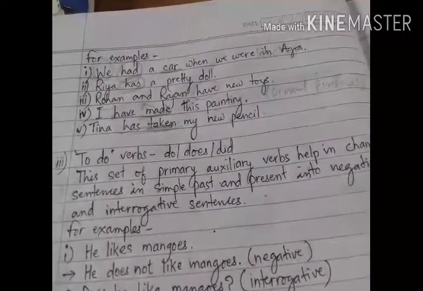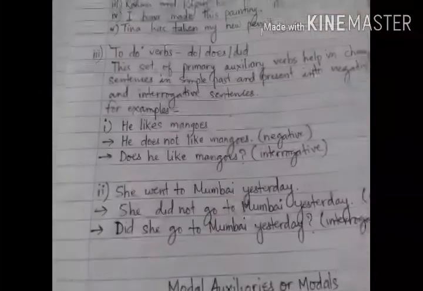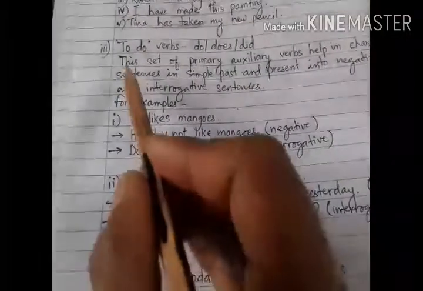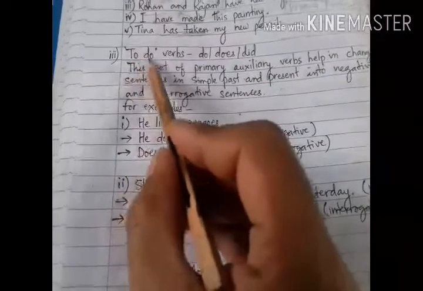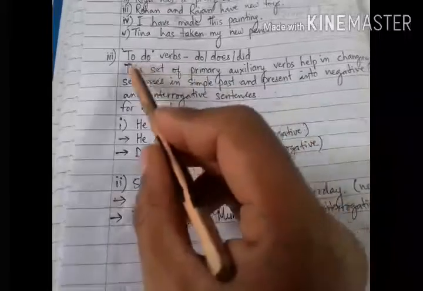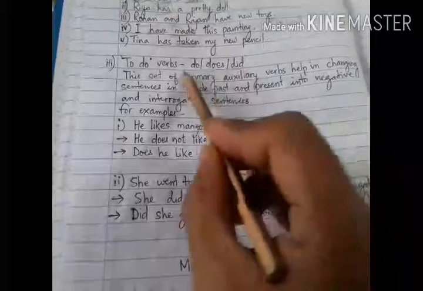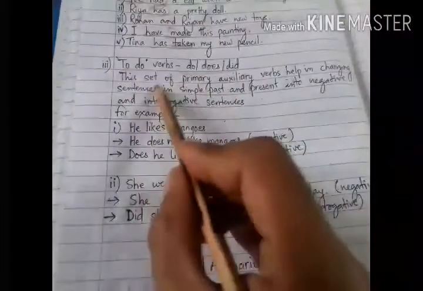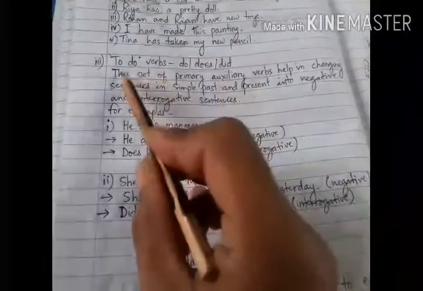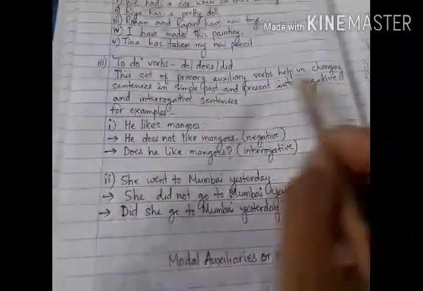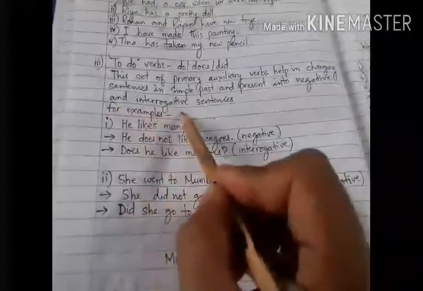Okay students, I hope you have understood the use and functions of to have verbs. Now the other set of primary auxiliaries is to do verbs. In to do verbs we have do, does, did. So what are the functions of these do verbs? This set of primary auxiliary verbs, means do verbs, help in changing sentences in simple past and present into negative and interrogative sentences.